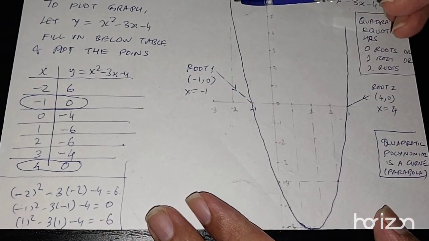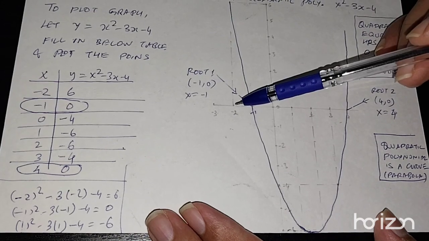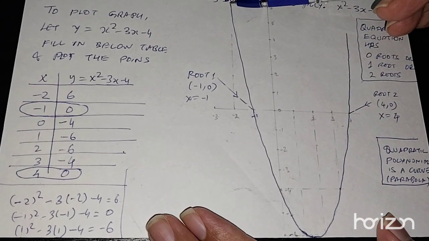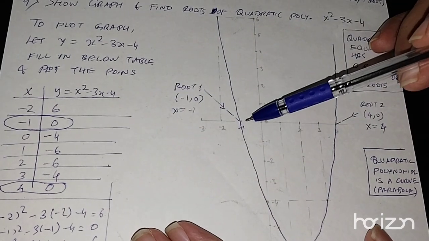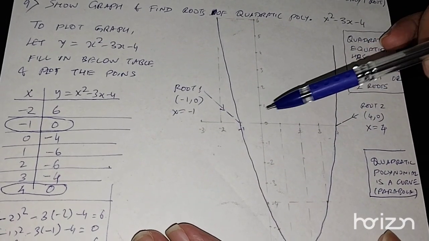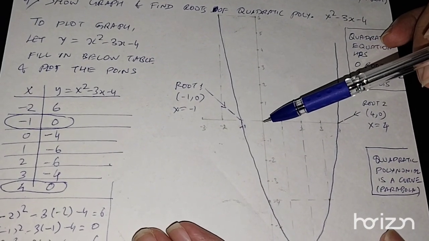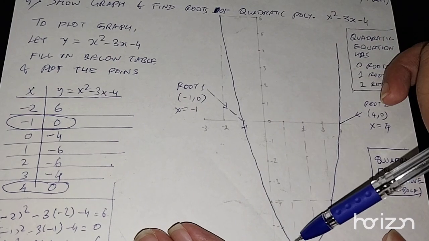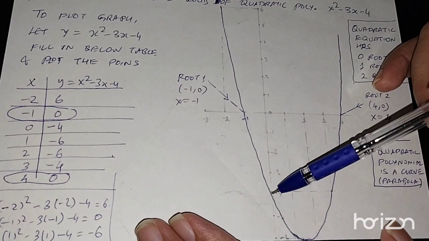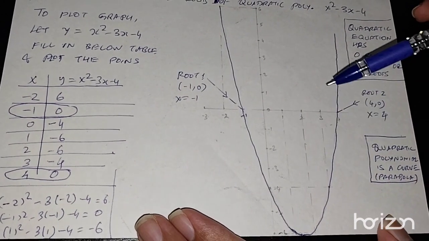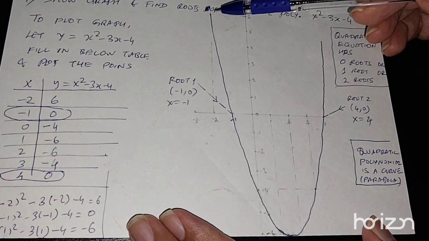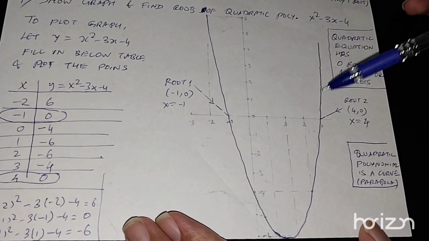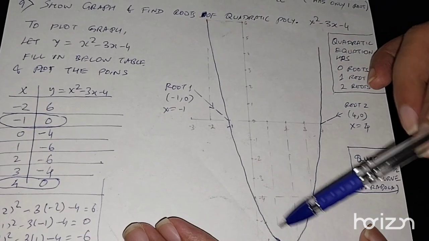Now if you plot these points, for example minus 2 comma 6, we have plotted it here. Then minus 1 comma 0, we have plotted it here. When x is 0, y is minus 4, we have plotted that. And when x is 4, y is again 0. So when you connect all these points, you will get a curve, what is known as a parabola.